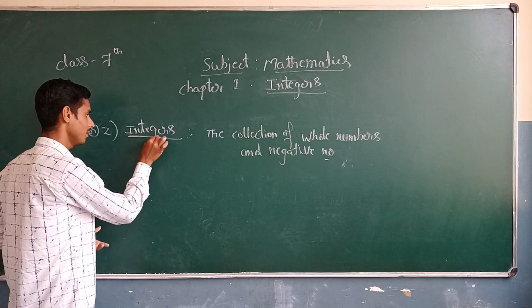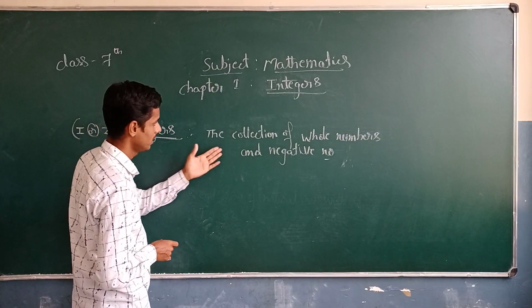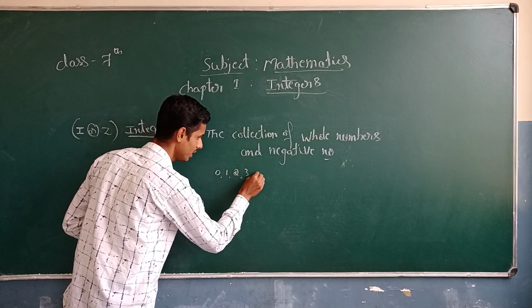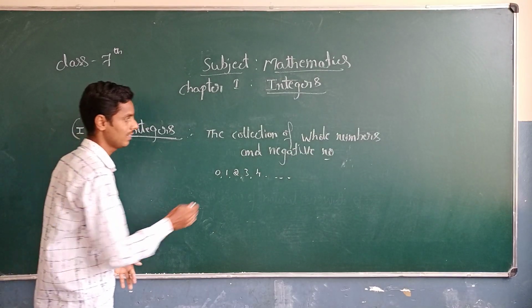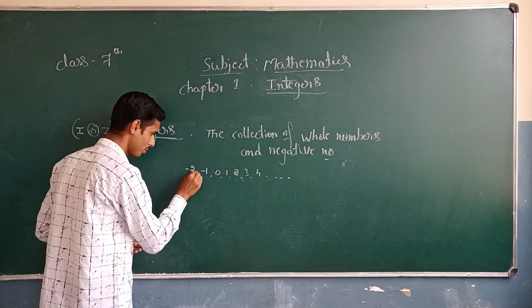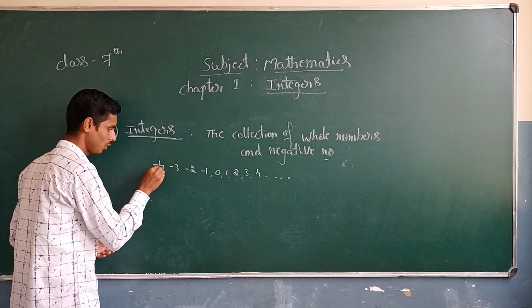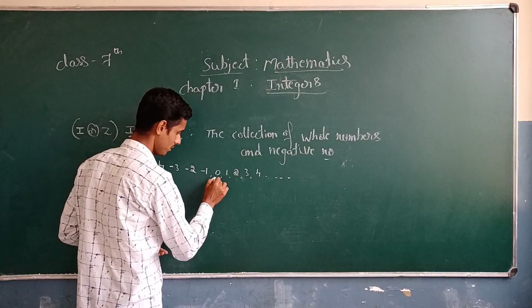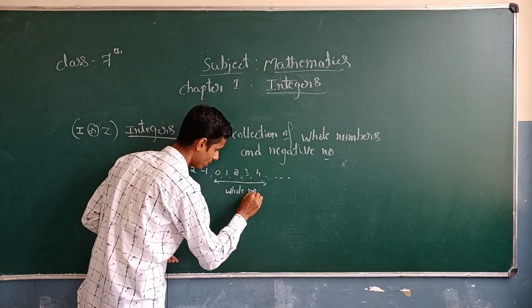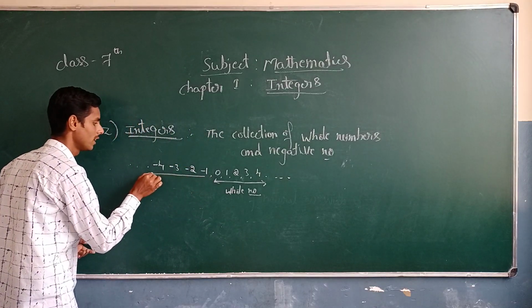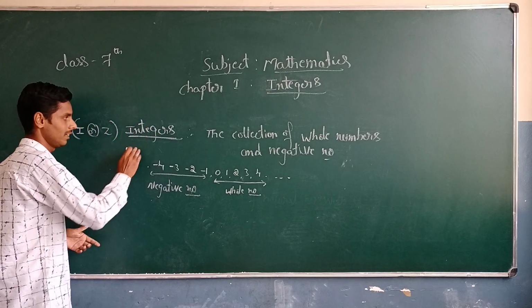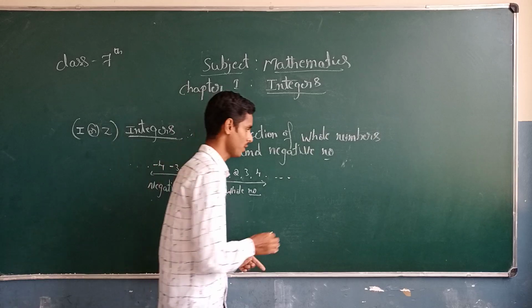So how can these numbers be written? As we know, it's a collection of whole numbers. Whole numbers start from 0, 1, 2, 3, 4, etc. Along with that, negative numbers are there. We write negative numbers to the left of 0: minus 1, minus 2, minus 3, minus 4, and so on. From 0, these are all whole numbers, and these are all negative numbers.